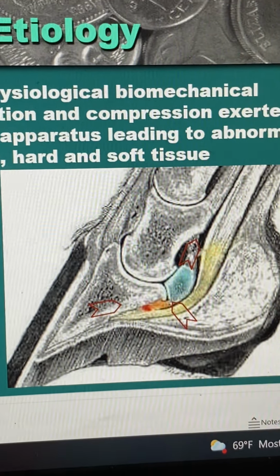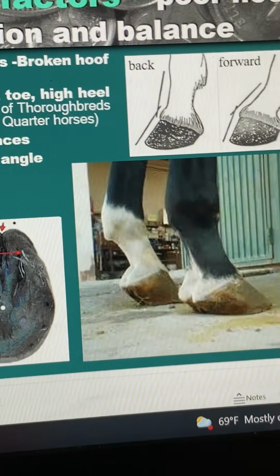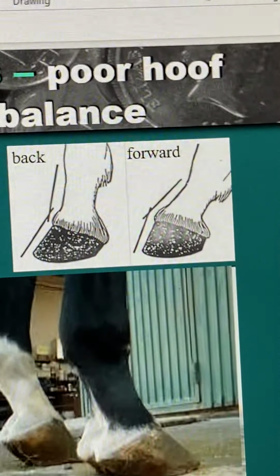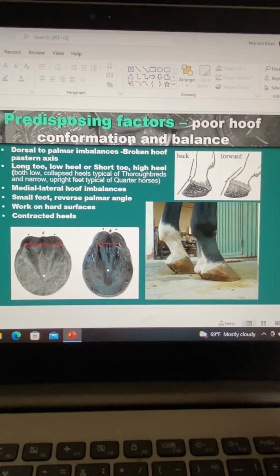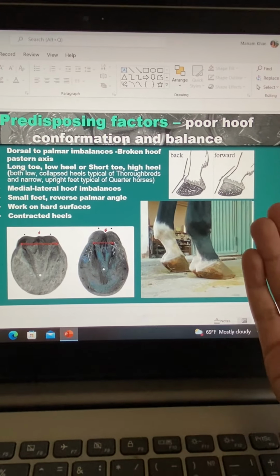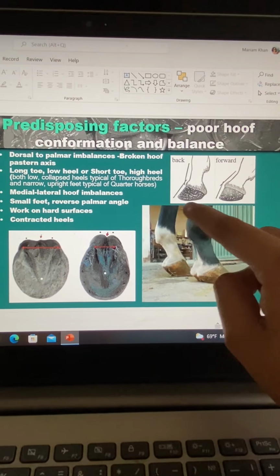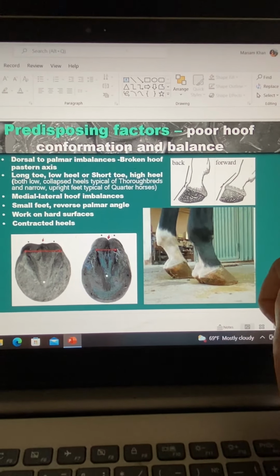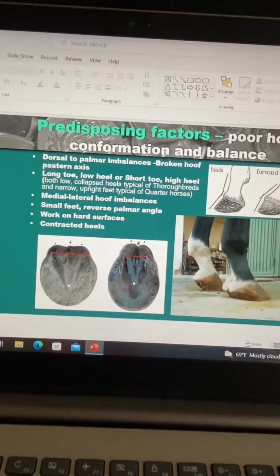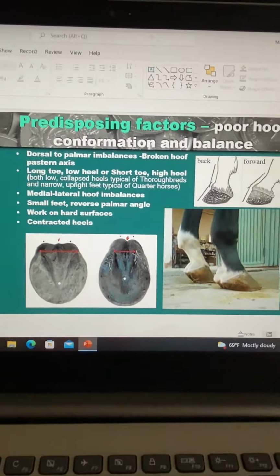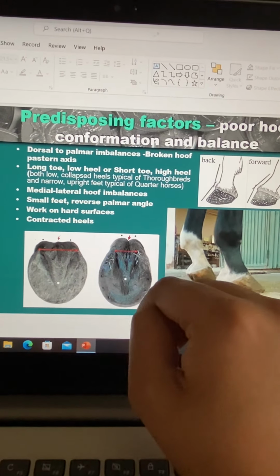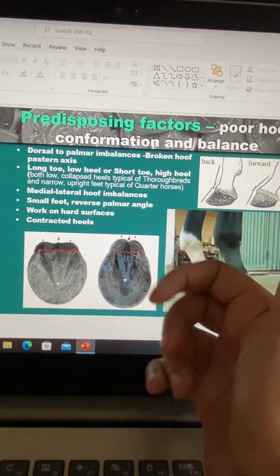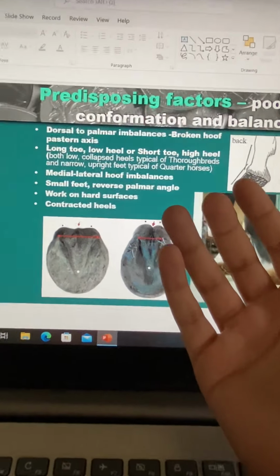So what you get is abnormal bone remodeling and hard and soft tissue degeneration. Let's try the picture actually, it's a bit more helpful. Okay, now I'll zoom out. You have dorsal to palmar imbalances. What does this mean? An imbalance between this side and the underlying side. So what you get is a broken hoof-pastern axis, and sometimes a long toe, low heel, or maybe a short toe, high heel. Basically these aren't meant to be normal.